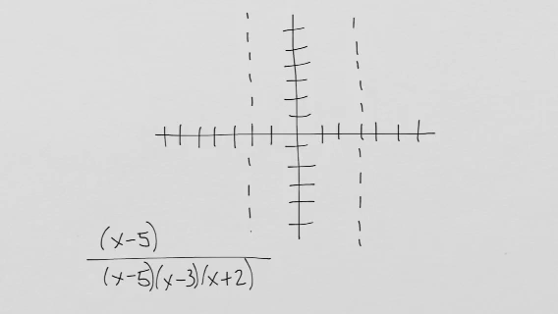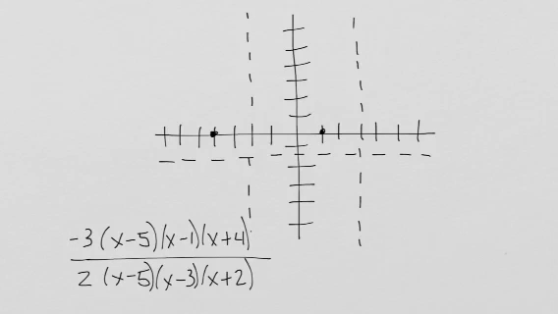I have an x-intercept at 1 and an x-intercept at negative 4. That's going to be an x minus 1 and an x plus 4 in my equation. And a horizontal asymptote of negative 3/2. And I can just put negative 3/2 in front of my equation.